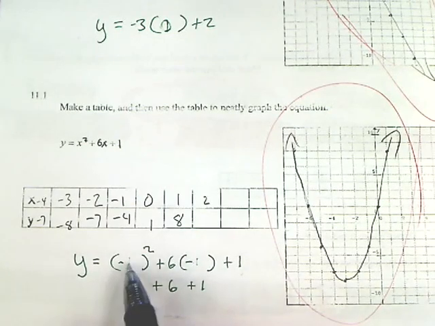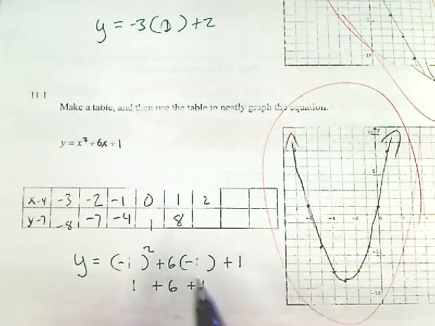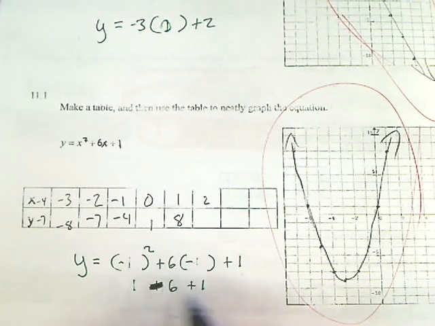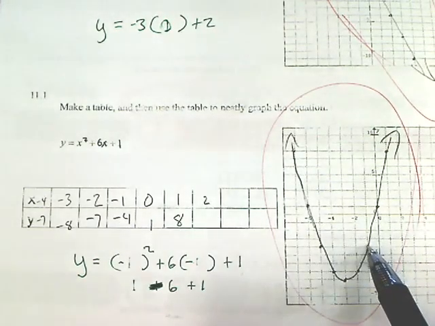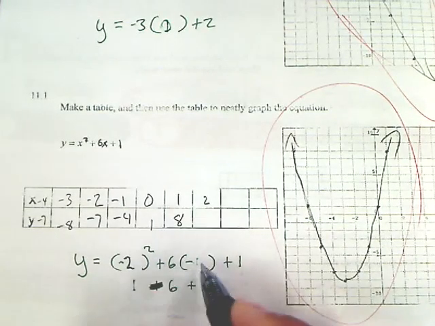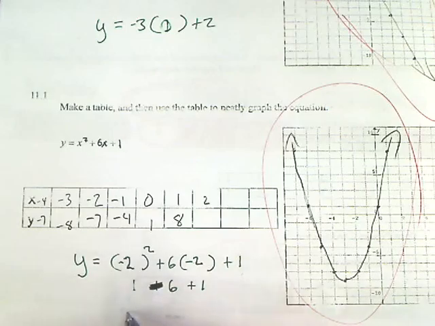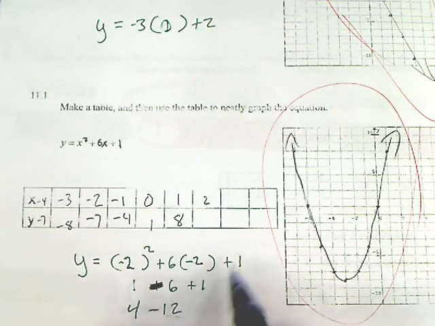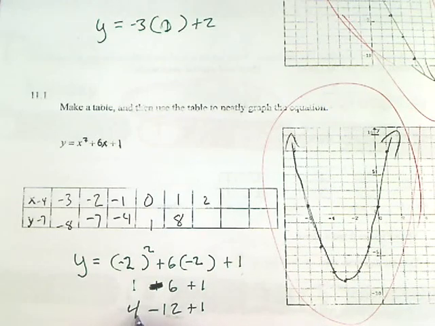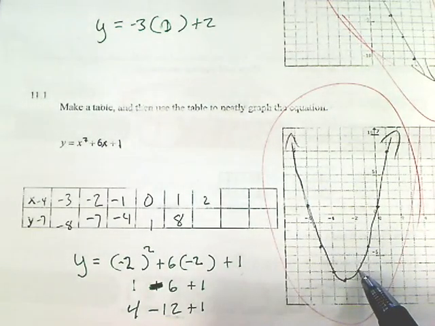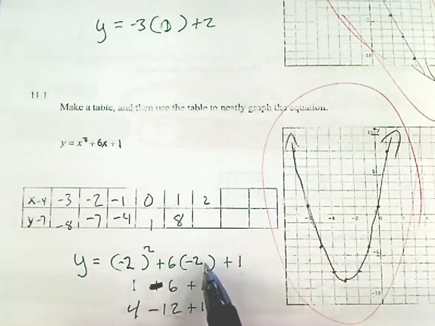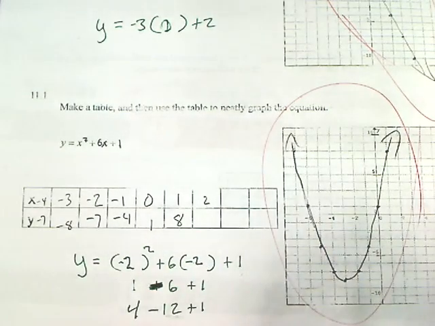Negative 1 squared is 1. And this will become negative 6 now. So then I have 1 minus 6 is negative 5, plus 1 is negative 4. So negative 1, negative 4. Negative 2 gives me 4 minus 12 plus 1. Negative 8 plus 1 is negative 7. So I go over negative 2, now negative 7, put a dot. And I just keep plotting them, keep plugging them in until you make the curve, and then you finish off your parabola.